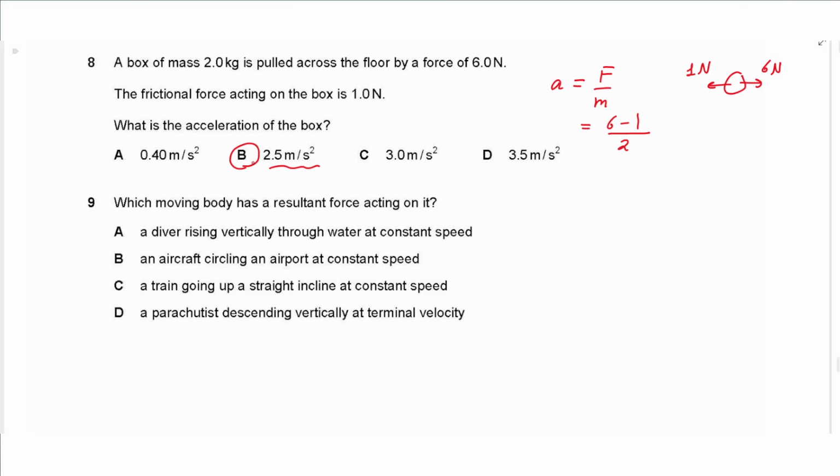A diver rising vertically through water at constant speed. So we have constant speed, that means forces are balanced, so no. An aircraft circling an airport at constant speed. Yes, we are moving with constant speed, but circling means there is a change in direction. So there is a change in velocity, which means there is an acceleration. So this needs a resultant force.